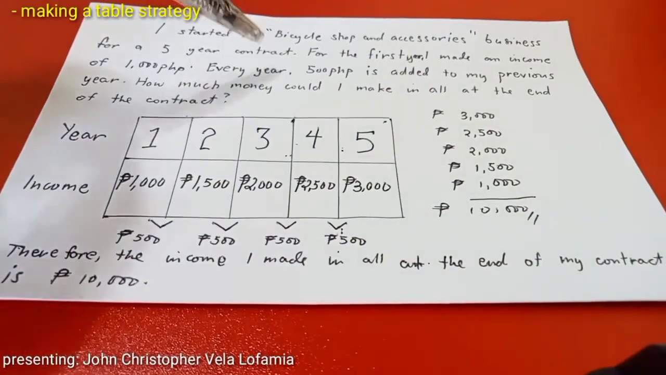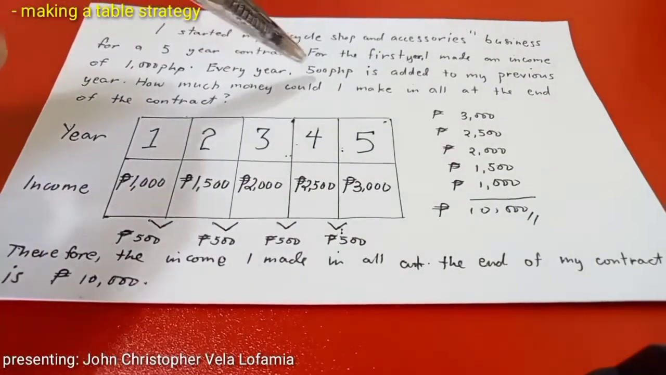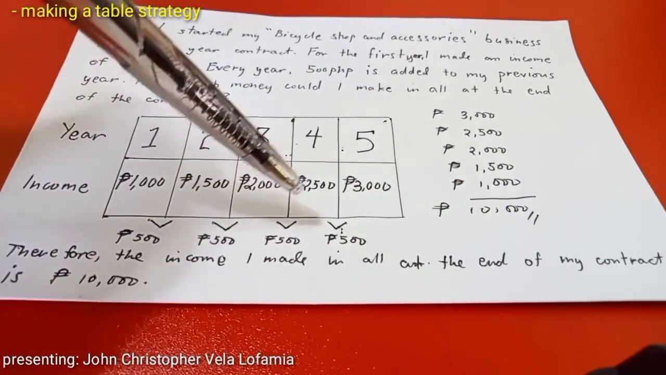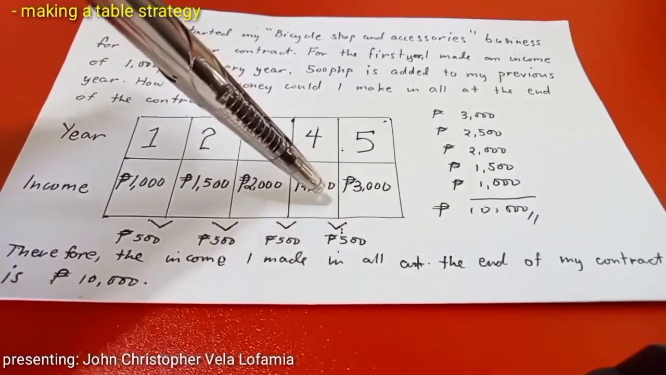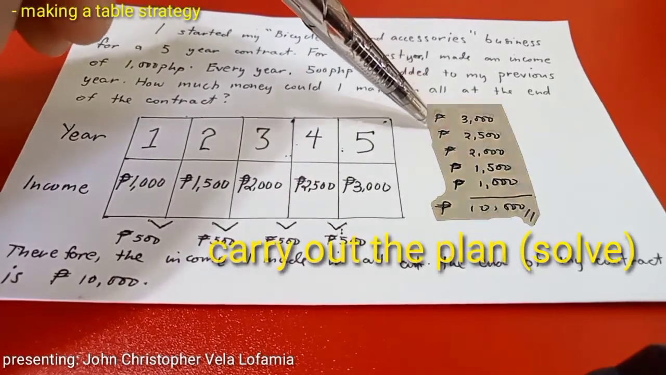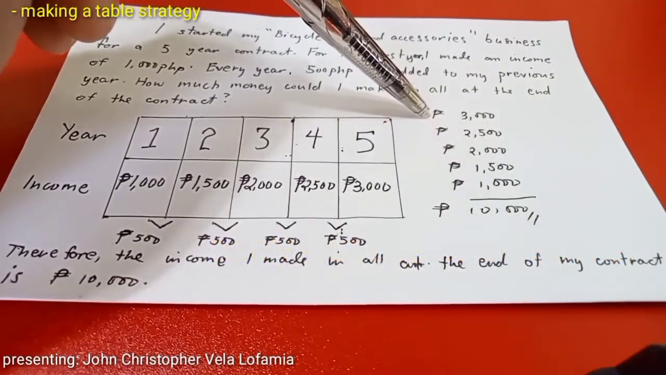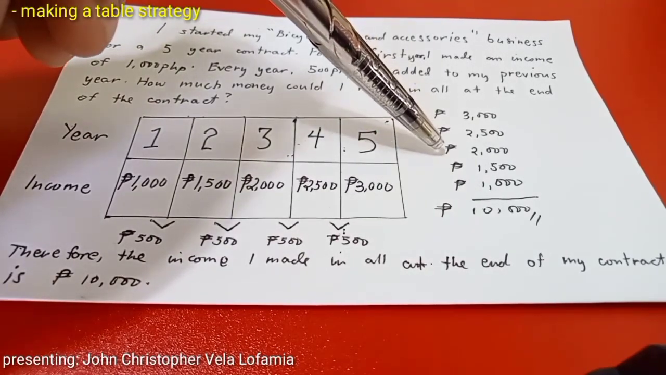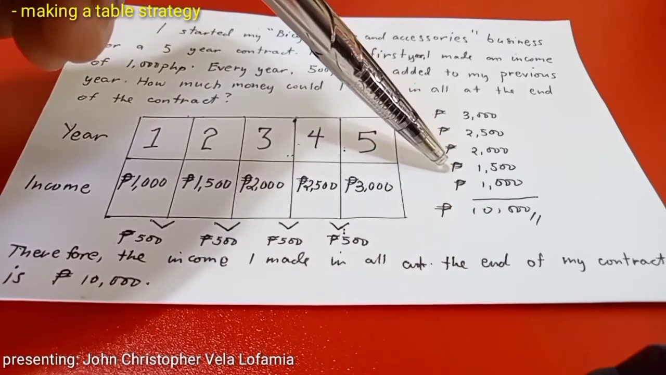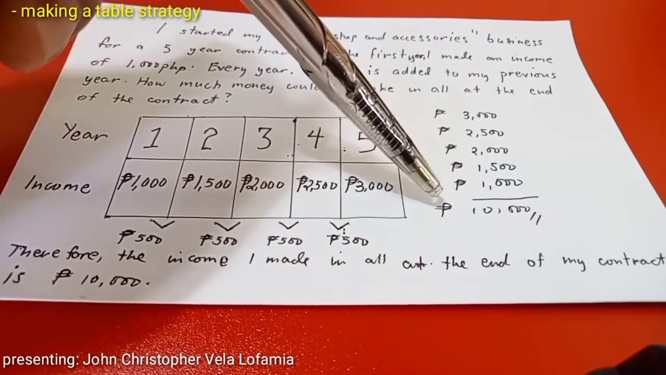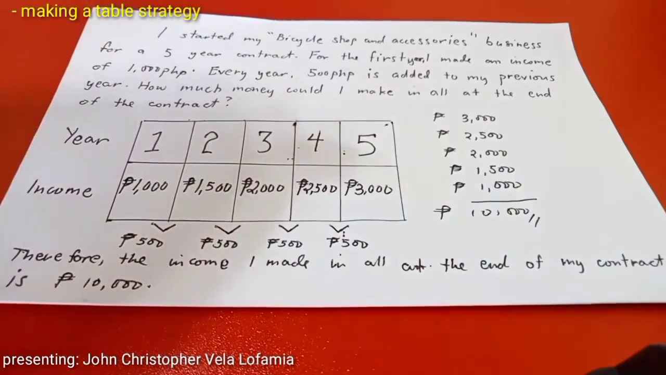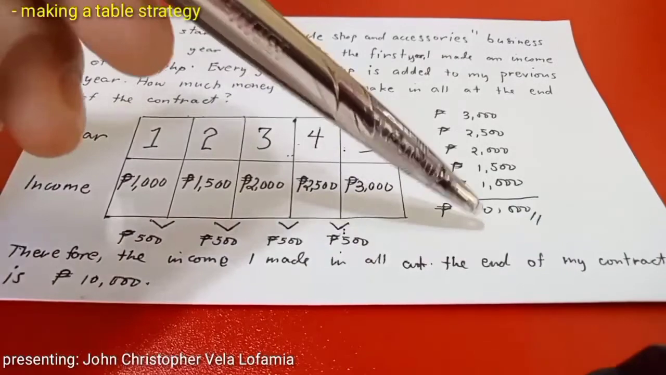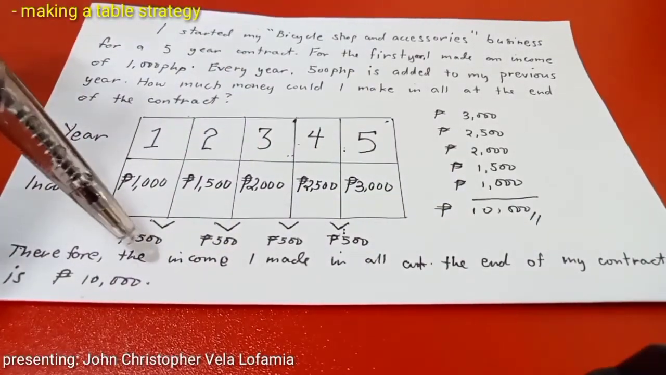So the question here is how much money could I make in all? It doesn't ask how much money could I make at the 5th year of the contract. So we will add everything and get the total. So we have here 3,000, 2,500, 2,000, 1,500, and 1,000, for a total of 10,000. So therefore, the income I made in all at the end of my contract is 10,000 pesos.